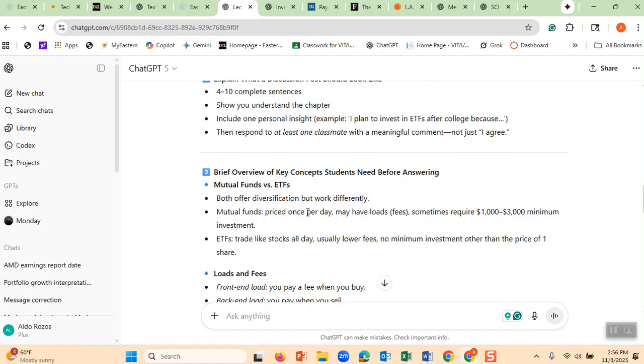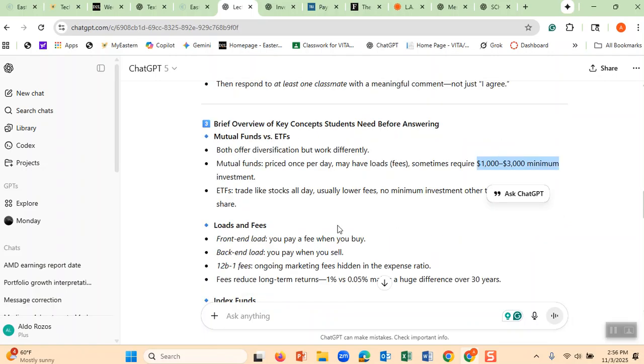Mutual funds are similar, but they have loads. That means they have fees. But those fees are very minimal, depending on, of course, the mutual fund. And sometimes they require a $1,000 to $3,000 minimum, not always. And some of these funds have what they call a front end load. That means when you want to buy, you pay a little commission maybe at the beginning, or if it is a back end load, when you sell, you pay a little bit of commission.